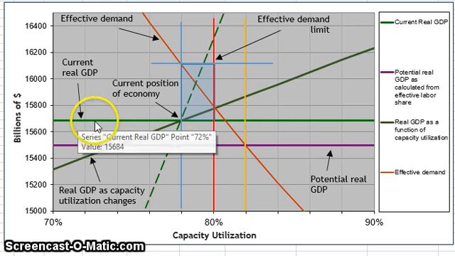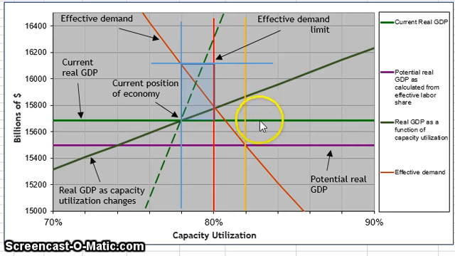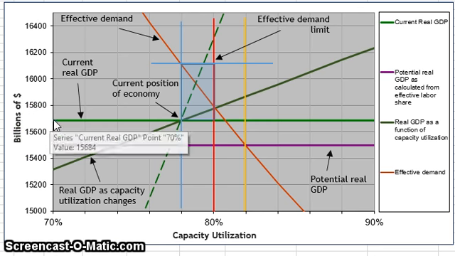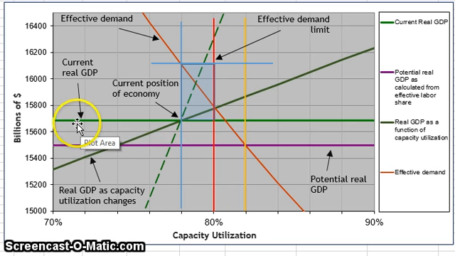And then this line here is the current real GDP, in 2009 dollars, at about $15,680 billion. And so you have real GDP climbing here with capacity utilization. This is the current real GDP. So where this line crosses the real GDP is where you have the current position of the economy, right here. Where these two solid green lines cross is where the economy is right now.